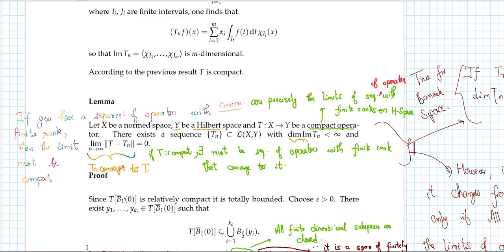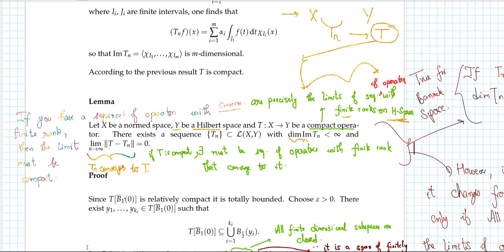So what it means is, earlier we said that X was a norm space, Y was a Banach space, and we said that if we have a convergent sequence of bounded linear operators, such that the dimension of image of Tn is less than infinity, then its limit T is compact. And now what we are saying is that all compact operators are precisely the limit of sequence of operators with finite dimensional ranks on Hilbert spaces. So now what we essentially did is that we proved the converse of the theorem that we saw above.